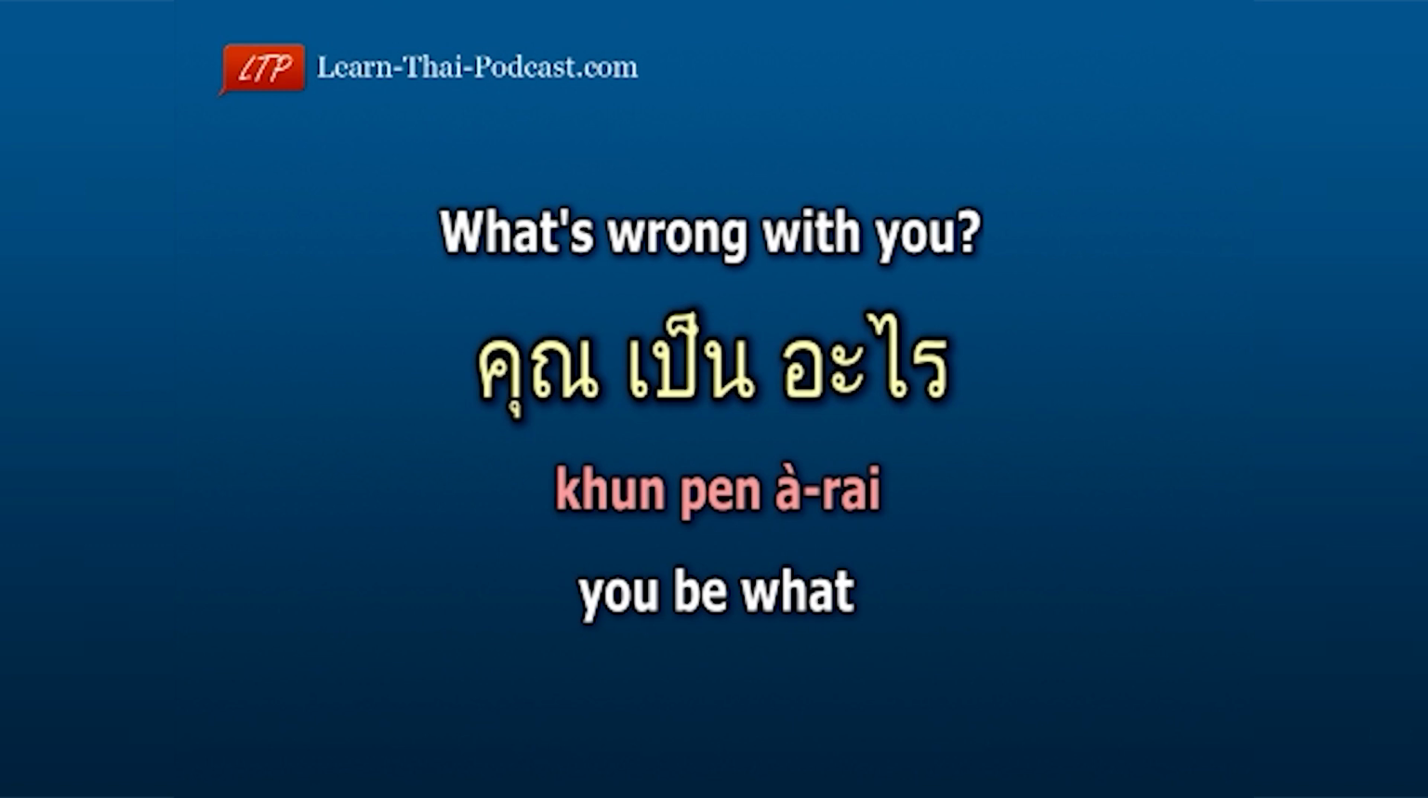Another example. What's wrong with you? คุณเป็นอะไร You คุณ, be เป็น, what? อะไร You be what? คุณเป็นอะไร You will learn how to ask what's up or what's going on in the next lesson when we talk about the question word how.